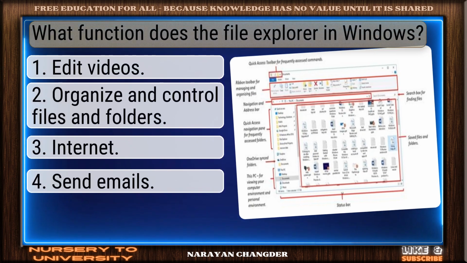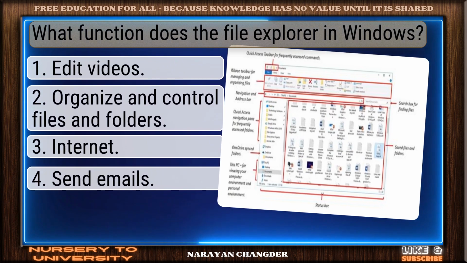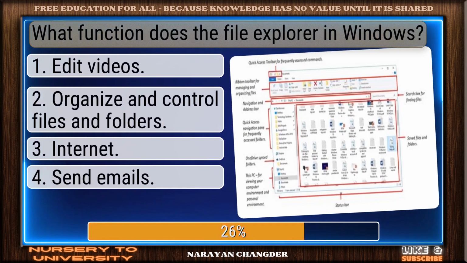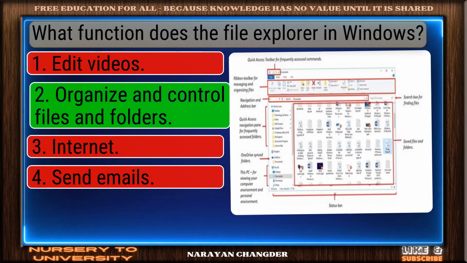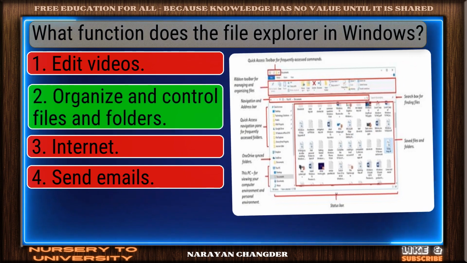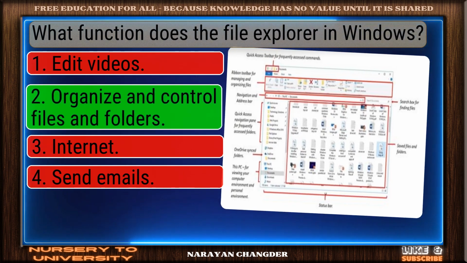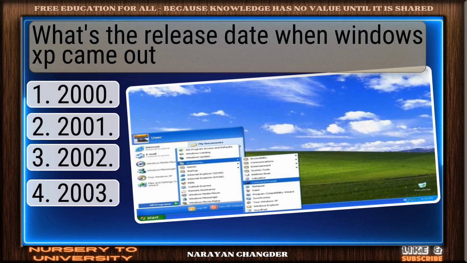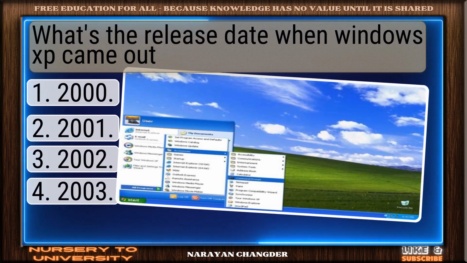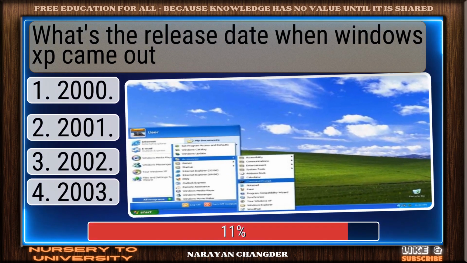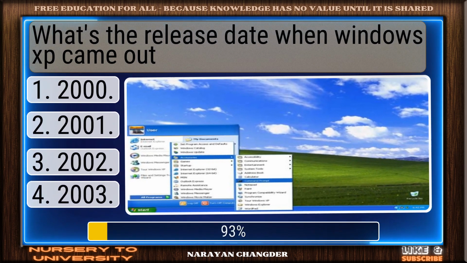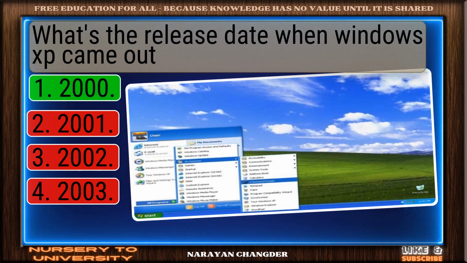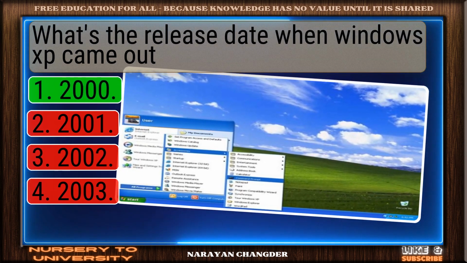Question number 7. What function does the File Explorer in Windows? Nicely done. Organize and control files and folders is a solid answer. Question number 8. What's the release date when Windows XP came out? Perfect. 2000 is the correct choice.